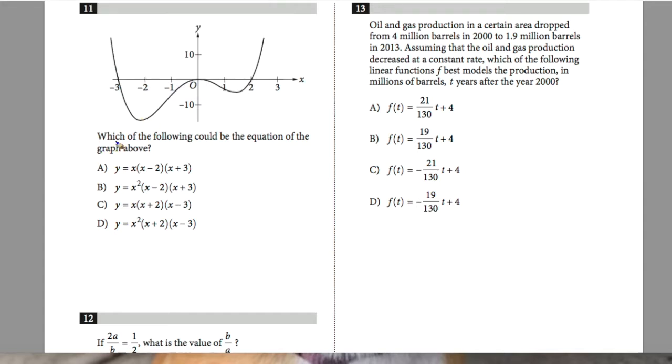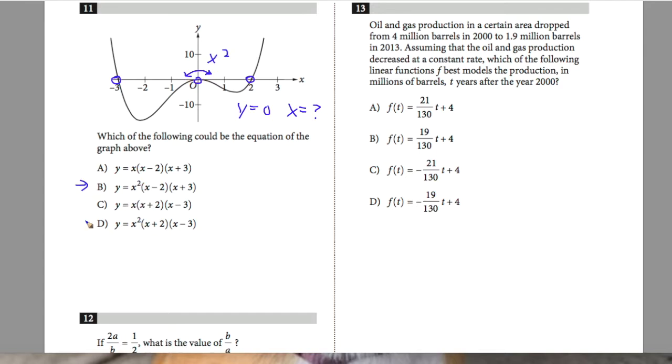Question 11 states, which of the following could be the equation of the graph above? I see here that y is 0 at 3 various points, and I'm thinking to myself, when y equals 0, what is x? Here, this would be x equals negative 3, x equals 2, and this looks as though it's going to be a parabola, which would be represented by x squared, so I'm going to look down.